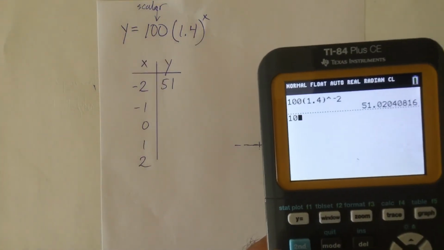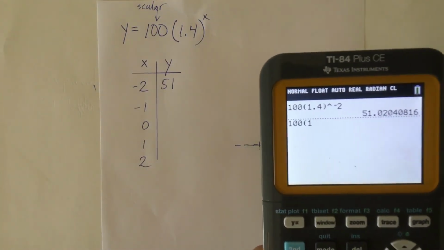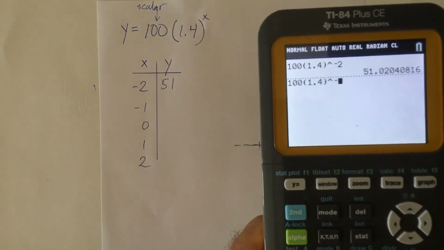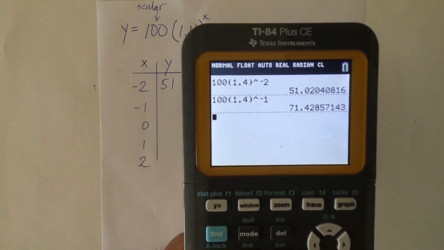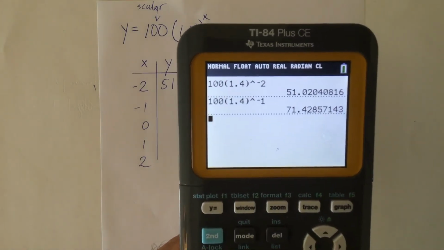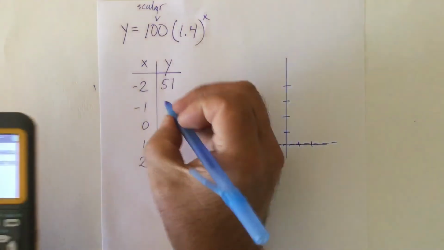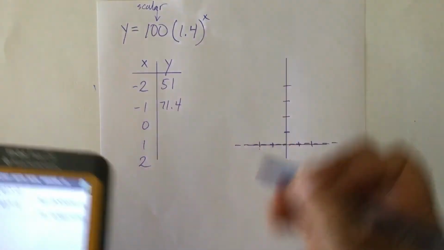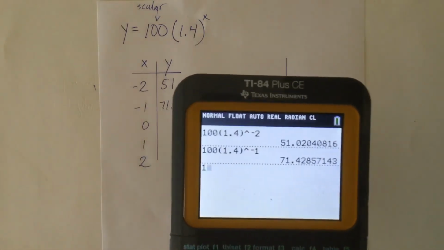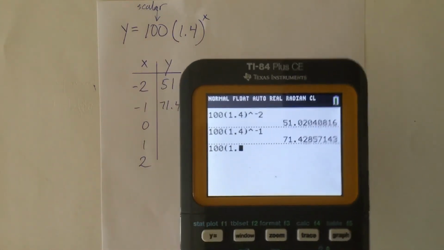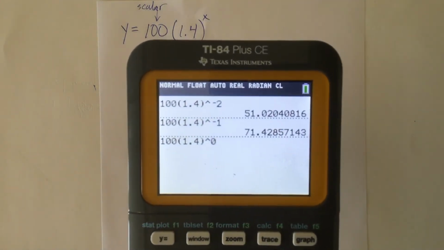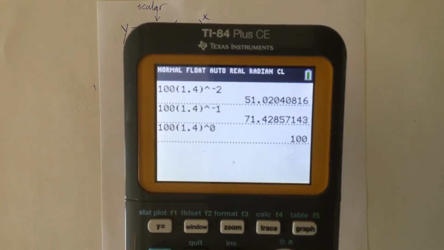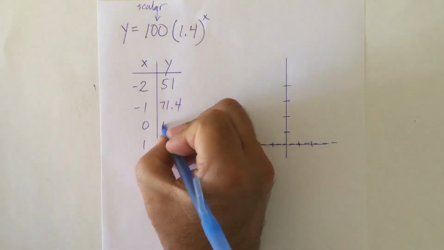Now, if I plug in 100 parentheses 1.4 to the power of -1, what do I get? I get out 71. So I'll go, okay, 71.4. Let's call it 71.4. Now, do I really need to punch this one in? 100 parentheses 1.4 to the power of 0. What's the answer going to be, people? I think it's 100. There it is, 100. You get out the scalar.